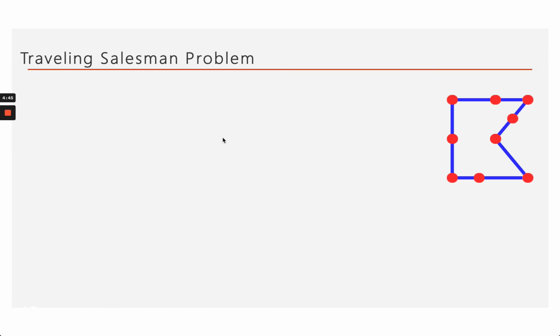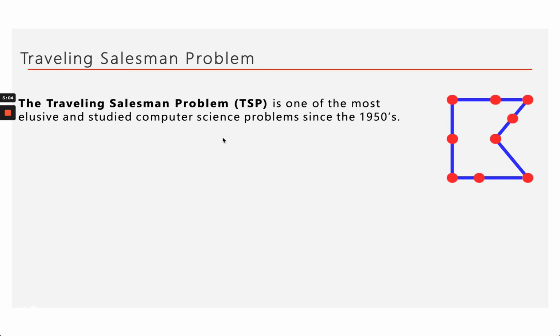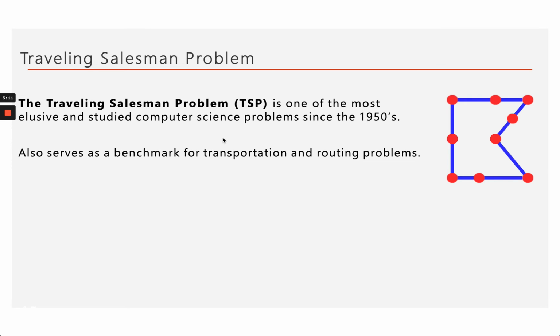So, the traveling salesman problem. This is fascinating. Some of you might have heard of this problem before, some of you might not, but I think there's a lot to appreciate here. The traveling salesman problem is one of the most elusive and studied computer science problems since the 1950s. It also serves as a benchmark for transportation and routing problems, and just the capabilities of computer science altogether.